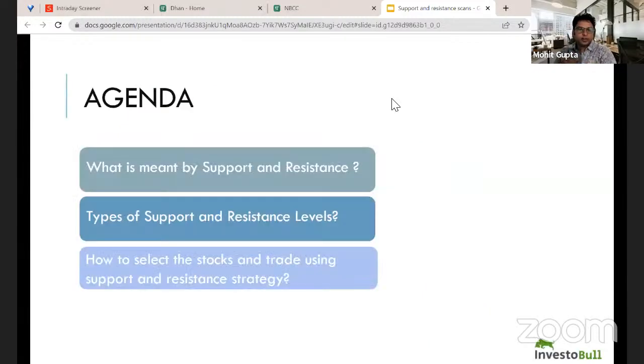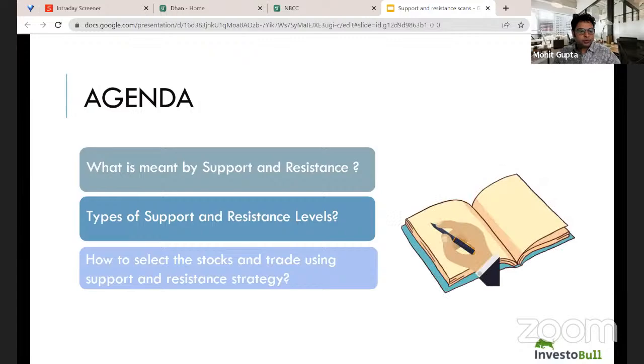So let's understand what is actually the meaning of support and resistance. First we will talk about the agenda. We'll understand what is support and resistance, and what is the importance of support and resistance, and then we'll see how we can use this support and resistance level to trade effectively, right? This is the overall agenda for the day, and we will also go through Intraday Screener, and we'll see how we can use Intraday Screener, and we'll use some pre-made scans to directly trade into your Dhan account, right?